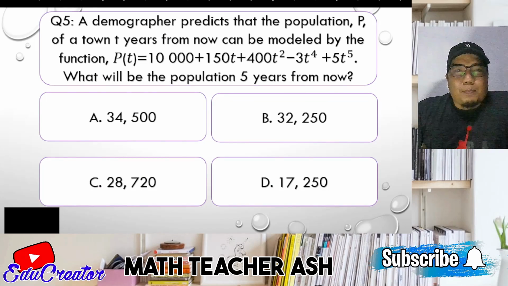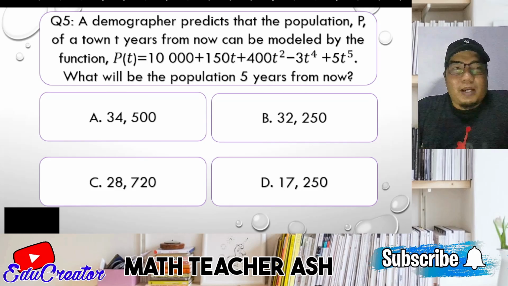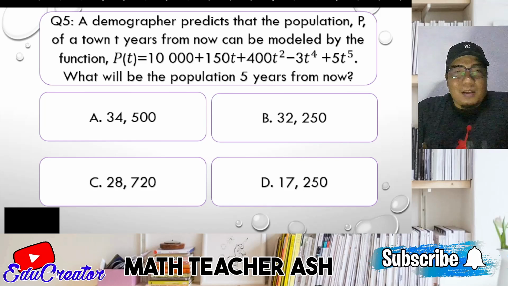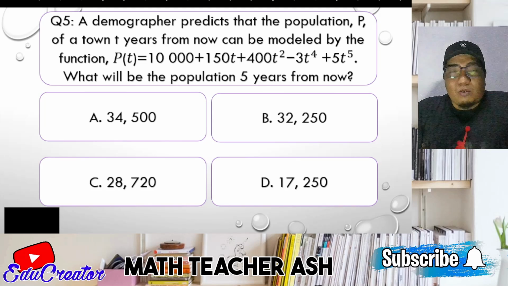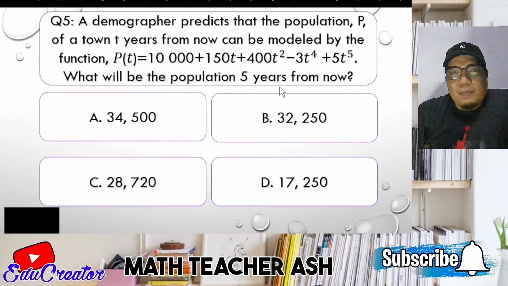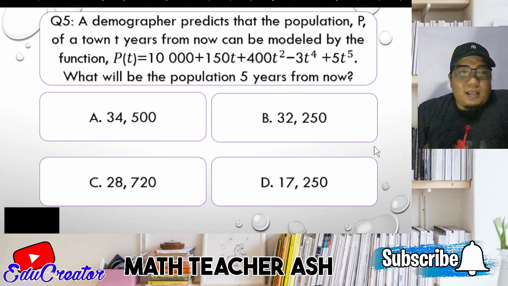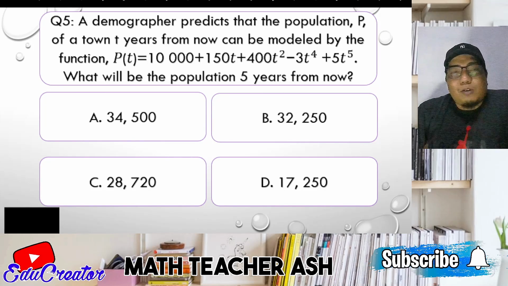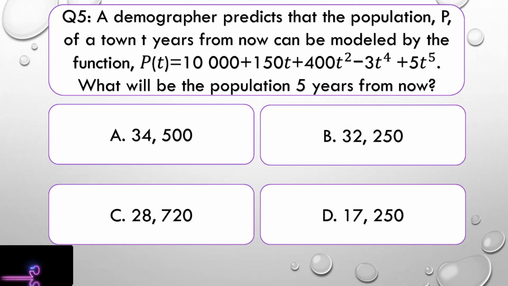A demographer predicts that the population P of a town, T years from now, can be modeled by the function. Ito yung function na yan. 10,000 plus 150t plus 400t squared minus 3t to the 4th plus 5t to the 5th. Okay, what will happen or what will be the population 5 years from now? Is it A, 34,500, B, 32,250, C, 28,720, or letter D, 17,250? I'll give you 5 seconds to think about your answer.